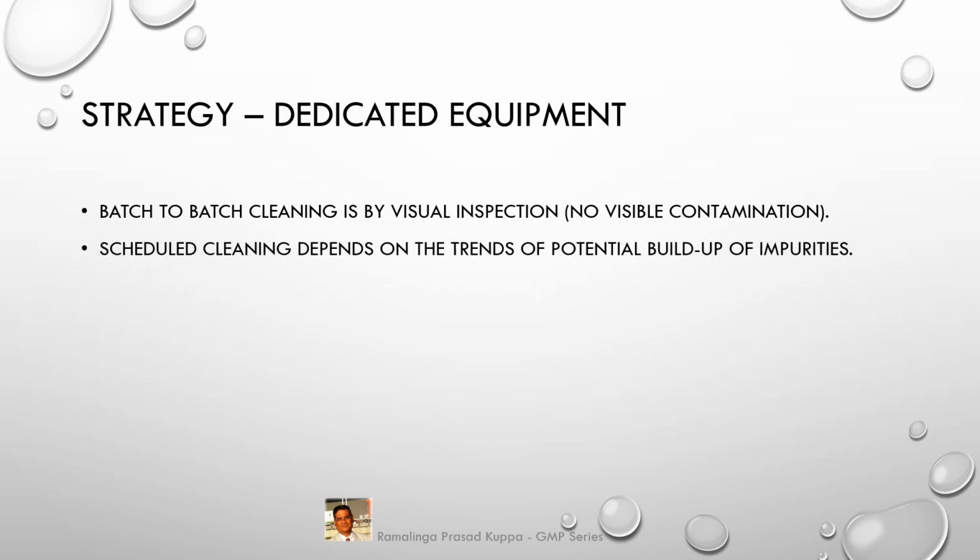Scheduled cleaning depends on the trends of potential buildup of impurities. Scheduled cleaning means carrying out detailed cleaning with a definite frequency. This is generally based on the number of batches per campaign. The focus should be on the increase of contaminants beyond limits. In certain cases, time limits like once in a month or so can be set for detailed cleaning.